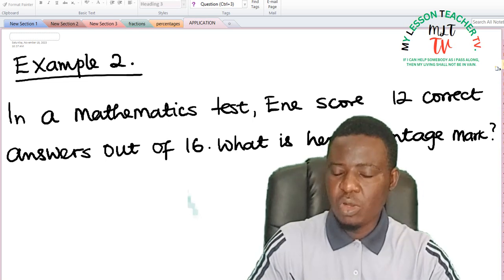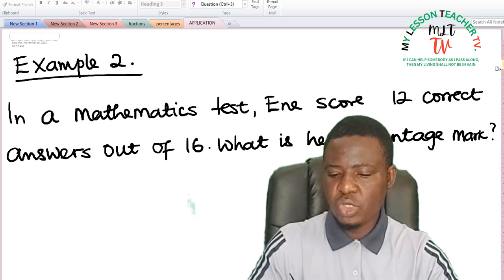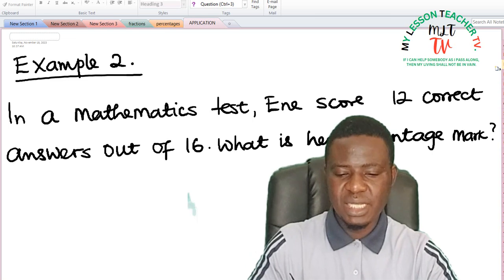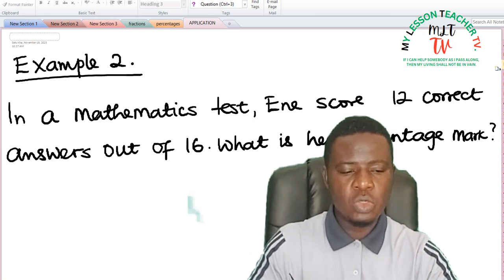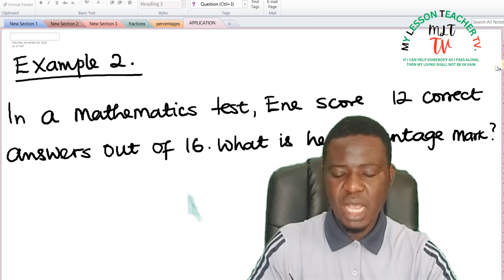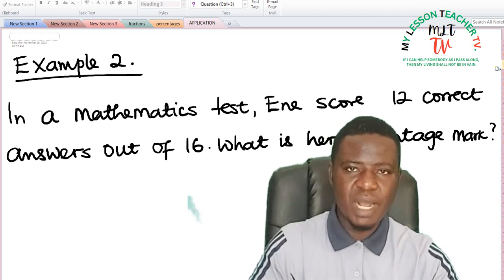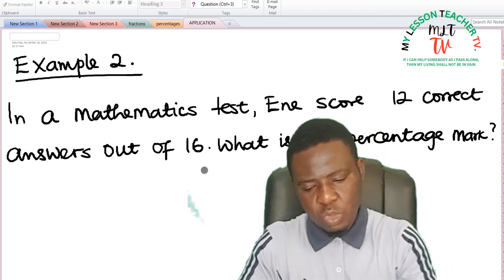Example 2 on percentages. The question reads, in a mathematics test, Ernest scored 12 correct answers out of 16. What is her percentage mark? Solution.